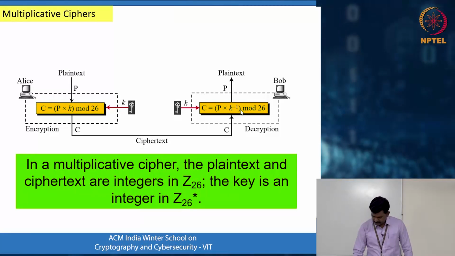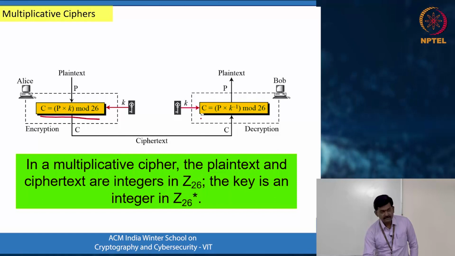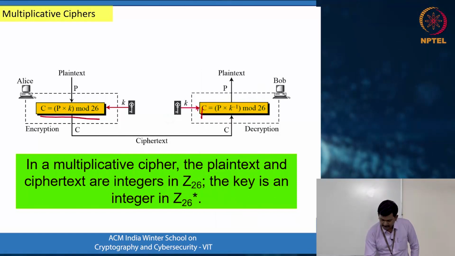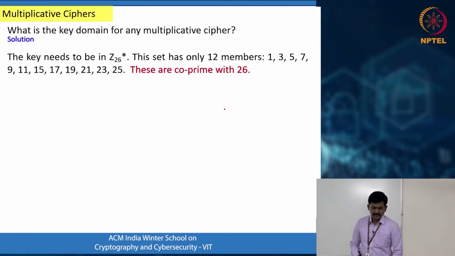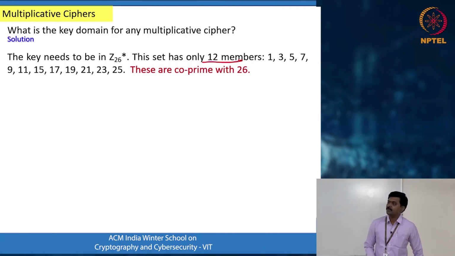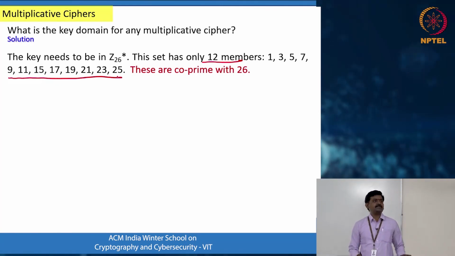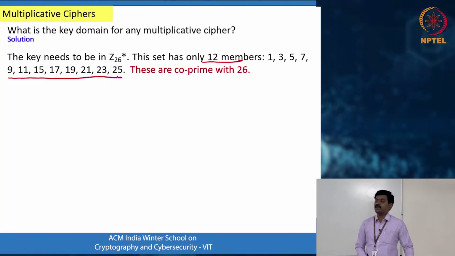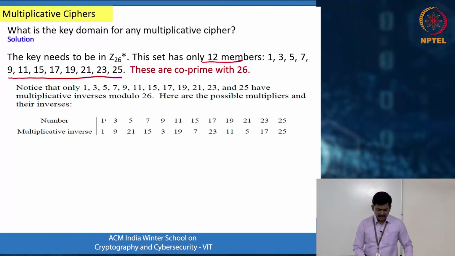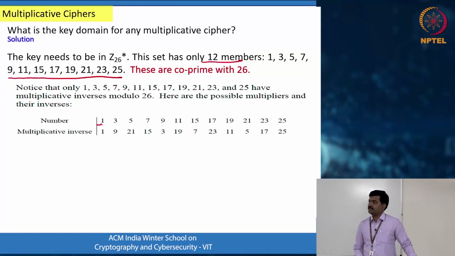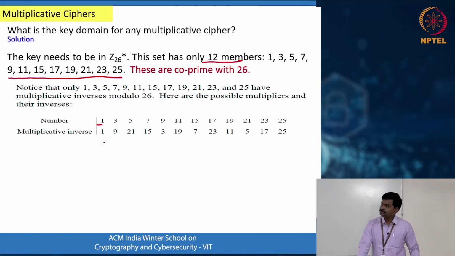So, C is equal to P into K mod 26 is the encryption. Decryption is P is equal to C into K inverse mod 26, right? But what is the key domain for the multiplicative cipher? You have only 12 numbers. What are those 12 numbers? 1, 3, 5, 7, 9, like this up to 25. These are the only numbers that have a multiplicative inverse in the space of your 26 numbers. Why? You take 1. Its corresponding multiplicative inverse is 1. So 1 into 1 mod 26. So 3 into 9 mod 26.